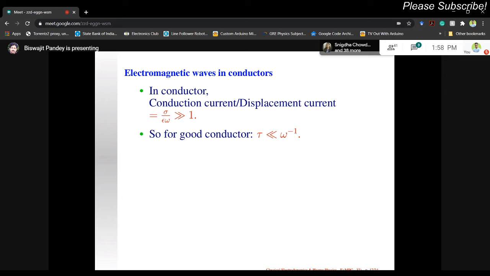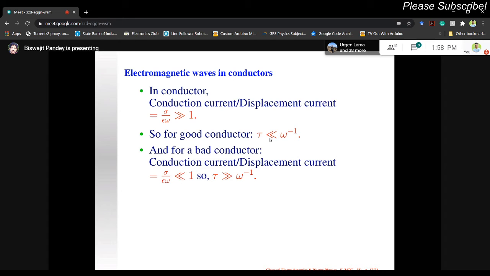Now you see the dissipation time. If the dissipation time is much shorter than this characteristic time of the wave, then it's a good conductor, because the free charge density dissipates very fast. On the other hand, if you take a bad conductor, naturally the ratio of conduction current and displacement current will be much less than 1. So sigma by epsilon omega will be much less than 1. In that case, the dissipation time is much larger than the characteristic time associated with the wave or the electric field that we are talking about.